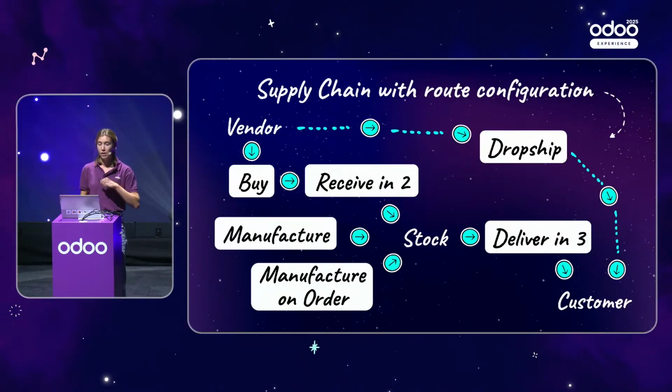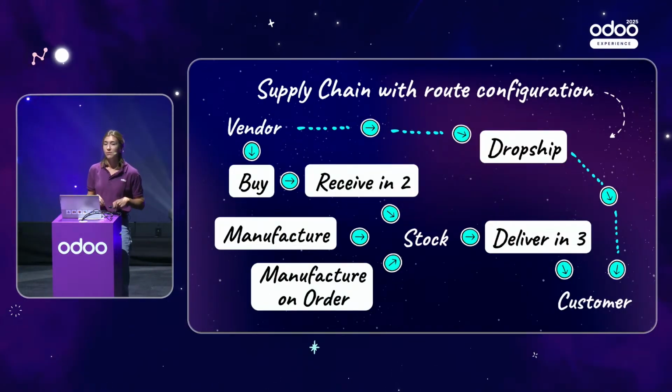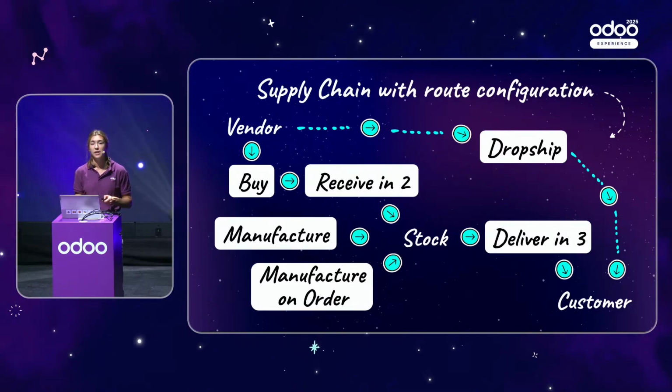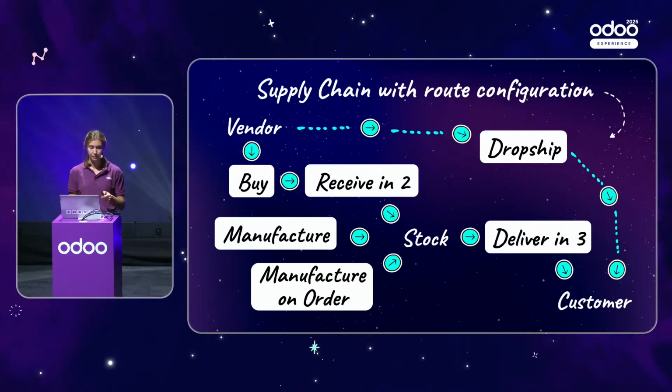Now, if you want to build more advanced supply chains like this one, you will need to start playing with routes. And that's what we are going to do today. We are going to build this entire supply chain in the next 10 minutes. In order to do that, we're going to take the example of a company selling bikes.